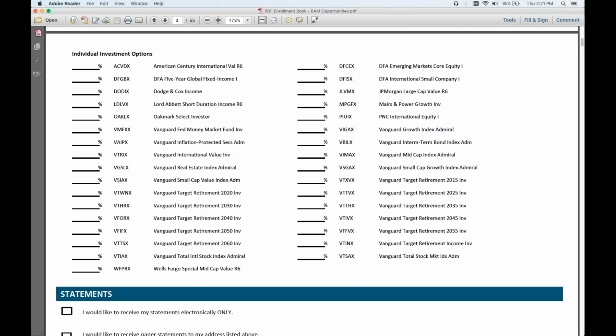All of these are all institutional grade mutual funds. What that means to you is they're all low cost investment options for you to pick from. All of these are also all top quartile performers. So that means they're the best performing funds in their respective asset classes. So you've got great performing funds and low cost options.